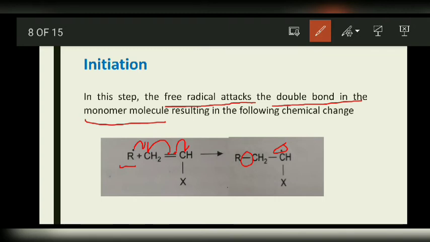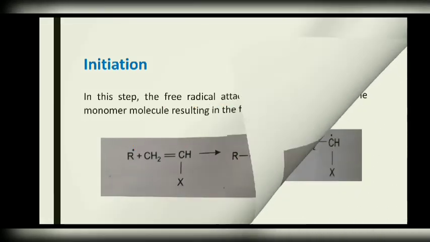So in this initiation step, the free radical attacks a monomer molecule and adds the monomer molecule to itself, and while adding, simultaneously transfers the radical site from itself to the monomer unit, right? The unpaired electron on the free radical, where did it go now? It went onto the monomer unit. Therefore, the active site is transferred from the radical to the monomer unit. So this is the initiation step.